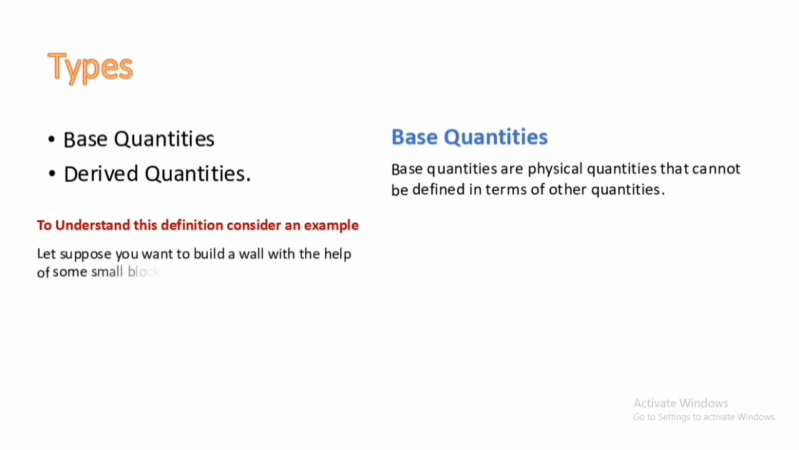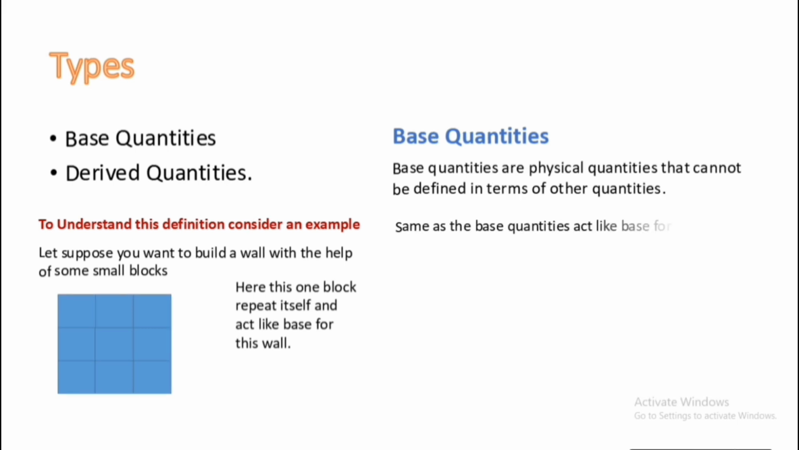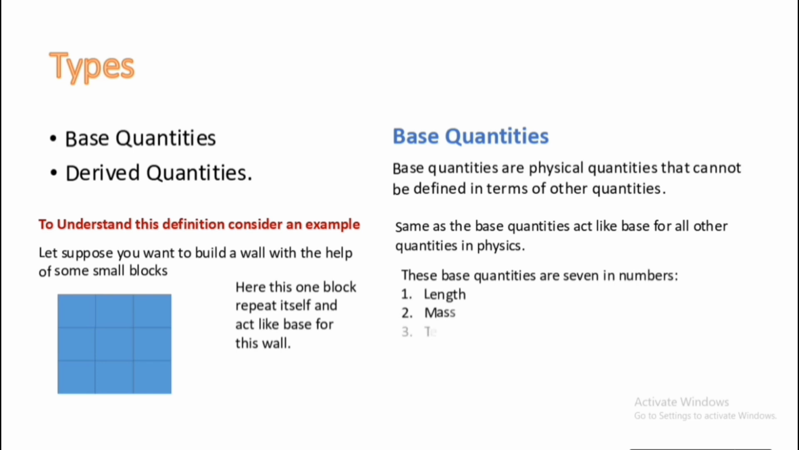Let's suppose you want to build a wall with the help of some small blocks. Here, this one block repeats itself and acts like a base for this wall, the same as the base quantities act like a base for all other quantities in physics. These base quantities are 7 in number. Number 1 length, 2nd mass, 3rd temperature, 4th intensity, 5th time, 6th amount of substance, and the last one is electric current.